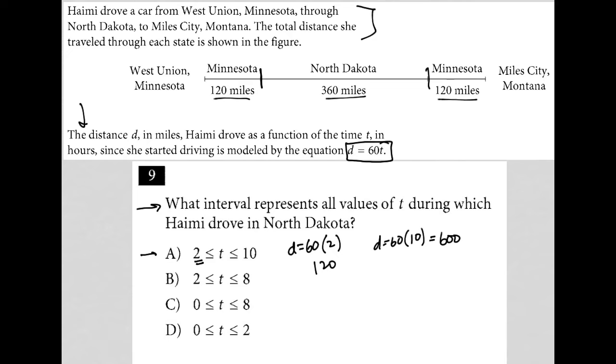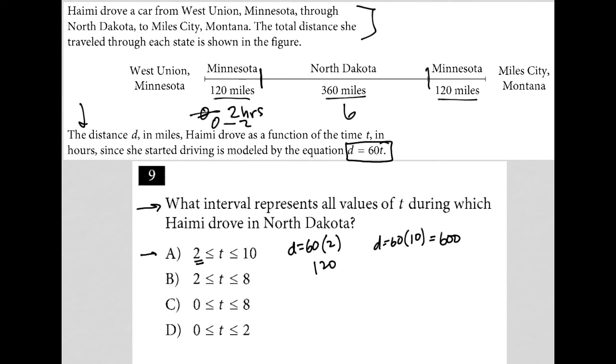I don't think so. In fact, here's a better way to do it. So if she's driving 60t, that means she drove in Minnesota for 2 hours, right? Because 60 times 2 is 120 miles. She drove in North Dakota for 6 hours, or hours 2 through 8, basically, right? Okay, so now I'm understanding this question better.